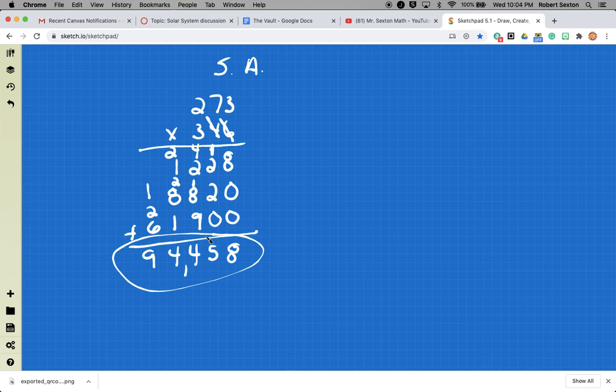94,458. We didn't draw rectangles. We didn't have to find 9 different partial products. We went straight to our product. This is the power of standard algorithm. Going forward, this is the way you're going to be multiplying.